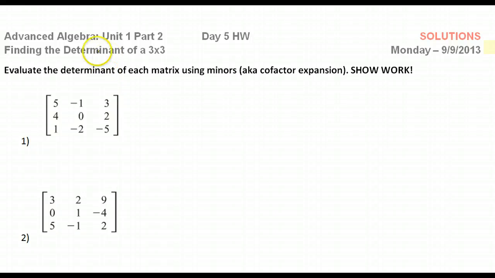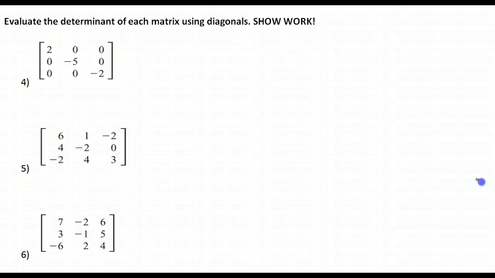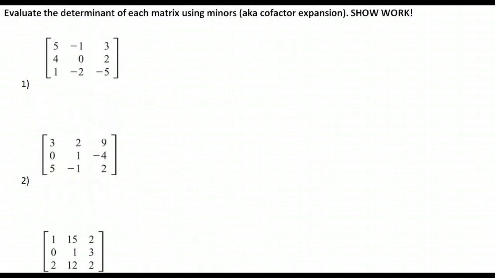Okay, today's lesson is about how to find the determinant of a 3 by 3 matrix, and we are going to do it two different ways. We're going to use something called cofactor expansion, which is also called using minors, and then later we will also find the determinant using diagonals. But let's start off with cofactor expansion, or minors. And here's how it works.